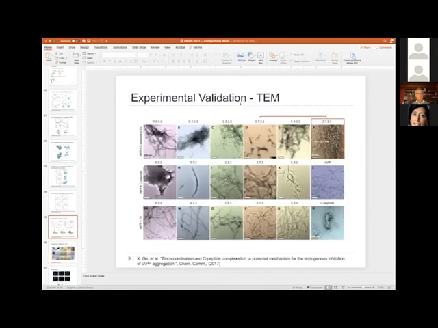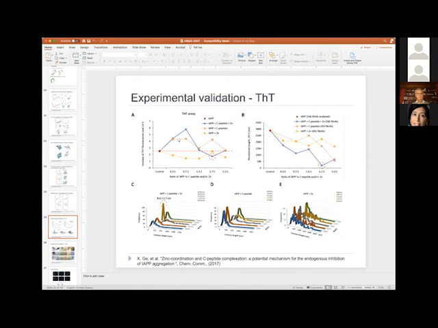So we found that if you mix IAPP with C-peptide alone, changing the concentration, in most cases we do find that it reduces the lag time, sorry, this is lag time. Basically it promotes the aggregation. You can see more fibril formation when you add C-peptide. Thank you.